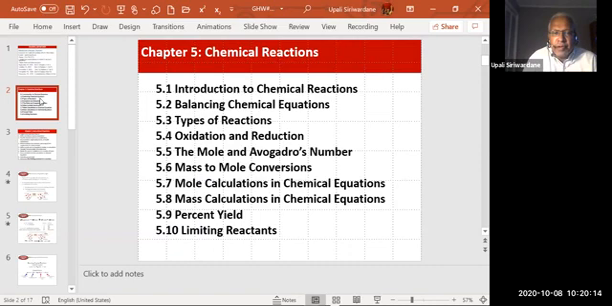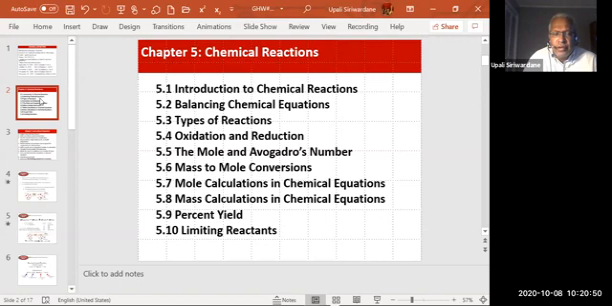You will be introduced to chemical reactions, about reactants, products, and description of chemical equations, and how to balance chemical equations, and types of reactions commonly found in chemistry, oxidation, reduction reactions. And we are also going to look into how we use moles and Avogadro number to do calculation using chemical equations, to conversion between mass to mole using molar mass taken in grams.